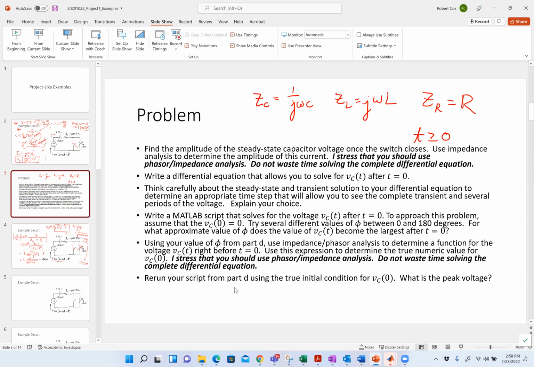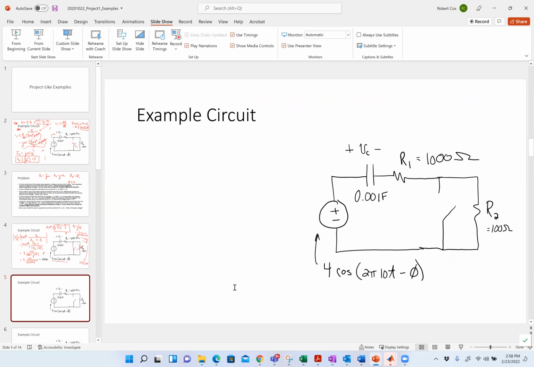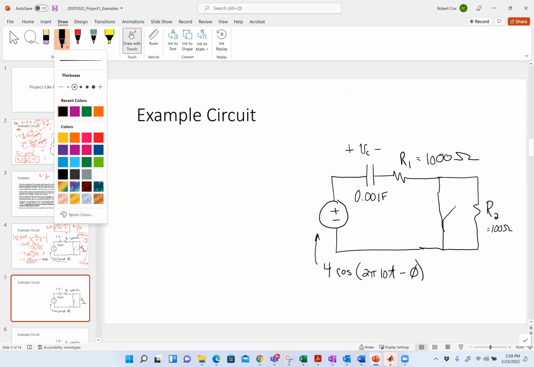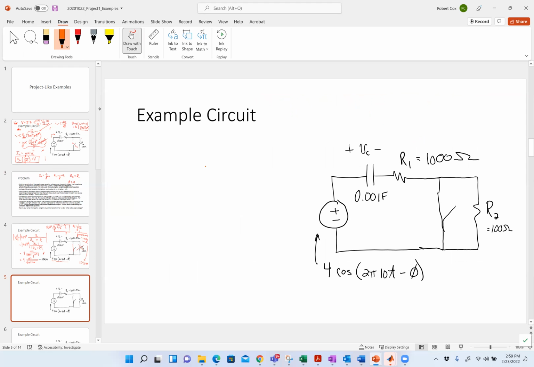All right, the next part says write a differential equation that allows you to solve for VC of t after t equals 0. Okay, so after t equals 0, we already said this guy is shorted now. I'll change my marker color to red. So he's shorted. How do I write the differential equation now to get to v sub c? What would I have to do?